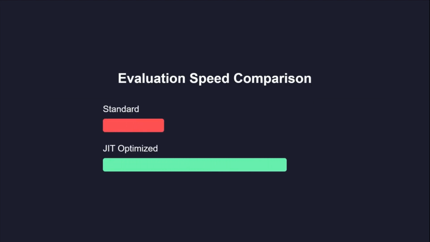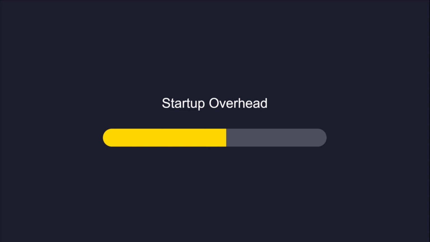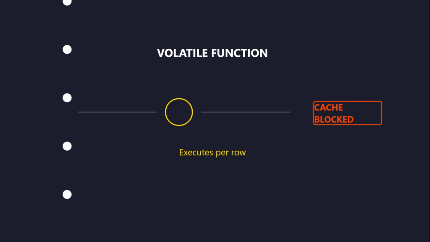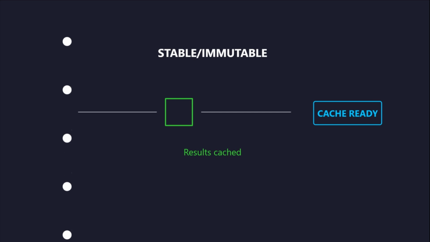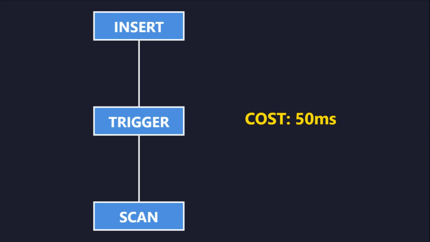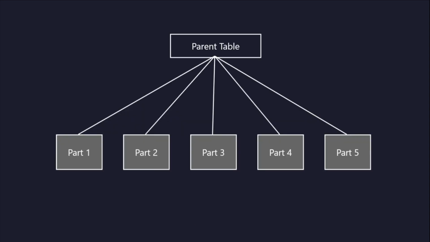Just-in-time compilation speeds up expression evaluation, but adds a startup overhead. Check the JIT section to see if generation and optimization took too long. Volatile functions are executed for every row, preventing the optimizer from caching results. Use stable or immutable categories to allow for better plan optimization. Analyze reveals the overhead of triggers during inserts or updates. These costs are often invisible in standard logs, but appear as separate execution nodes here.